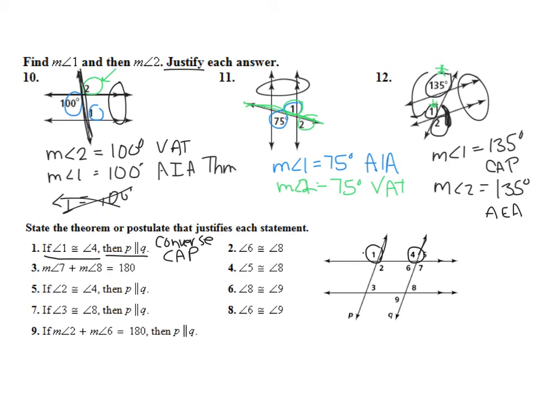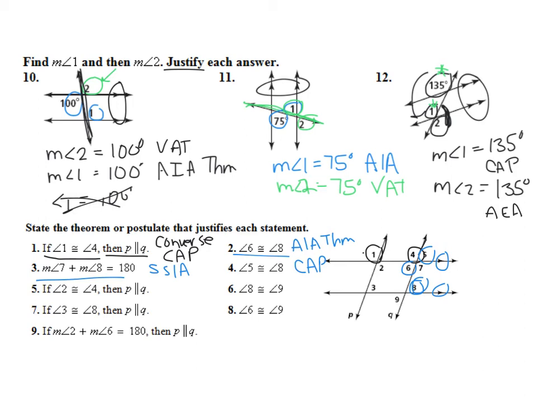Okay, number 2. Why is angle 6 and angle 8 congruent? Because these two lines are parallel. So if I know the lines are parallel, then the angles are congruent. That is by the alternate interior angle theorem. And then 3, why is 7 plus 8 equal 180? Those are same side interior angles. Why is angle 5 congruent to angle 8? That's by the corresponding angles postulate.